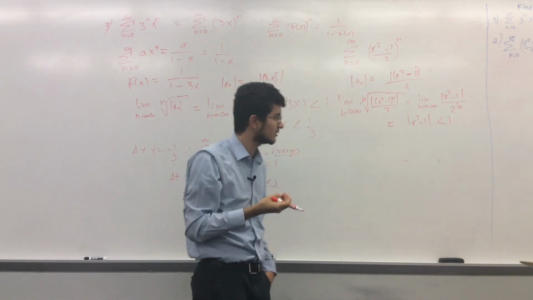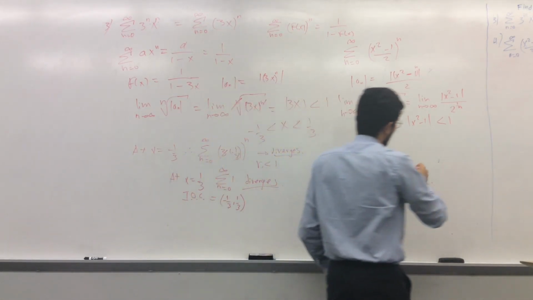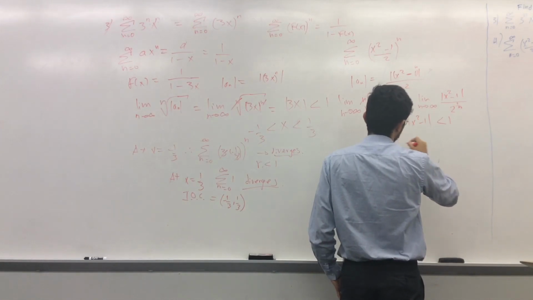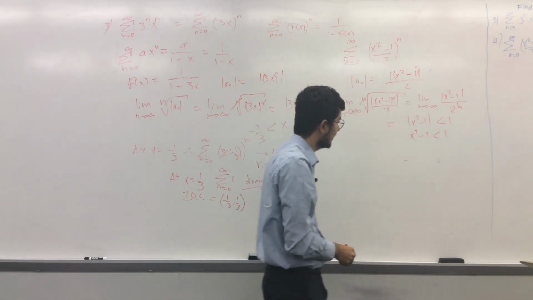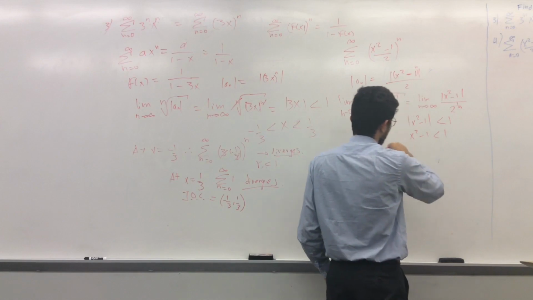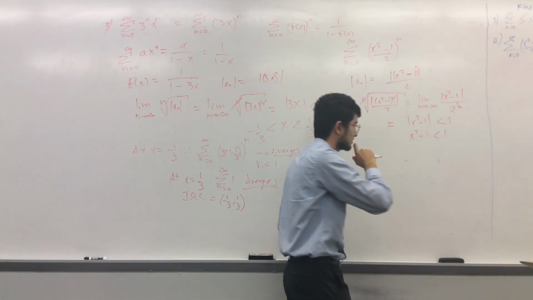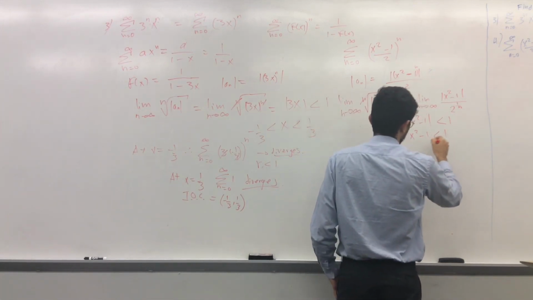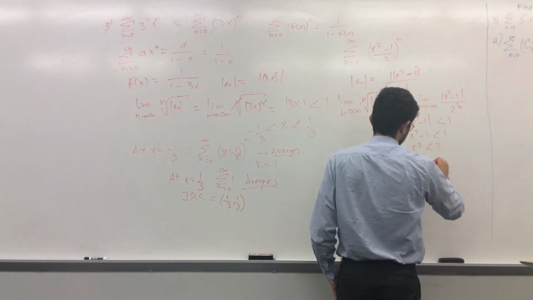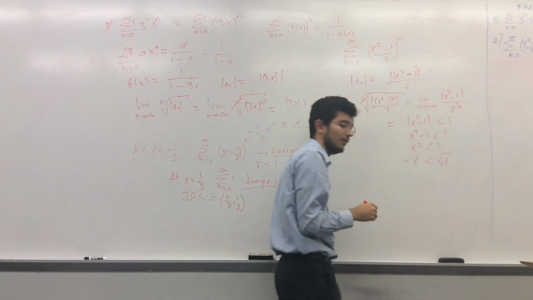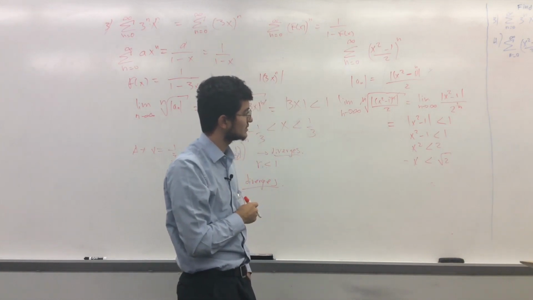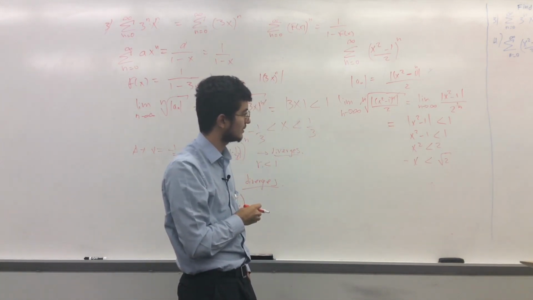We know that if we solve this over here, we have x squared minus 1 less than 1. Can it be greater than negative 1? Well, not really. So we have that x squared is less than 2, so that x is less than the square root of 2. So those are the values for which this will converge.